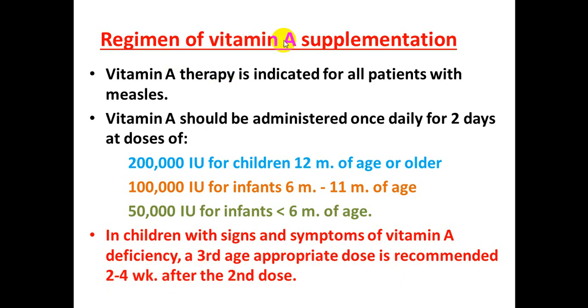The regimen of the vitamin A supplementation in a case of measles is very important, and 2 doses should be given once daily, and the dose is according to the age group. But if the patient is having signs and symptoms of vitamin A deficiency, a third dose should be given 2 to 4 weeks after the second dose, also according to the age group.